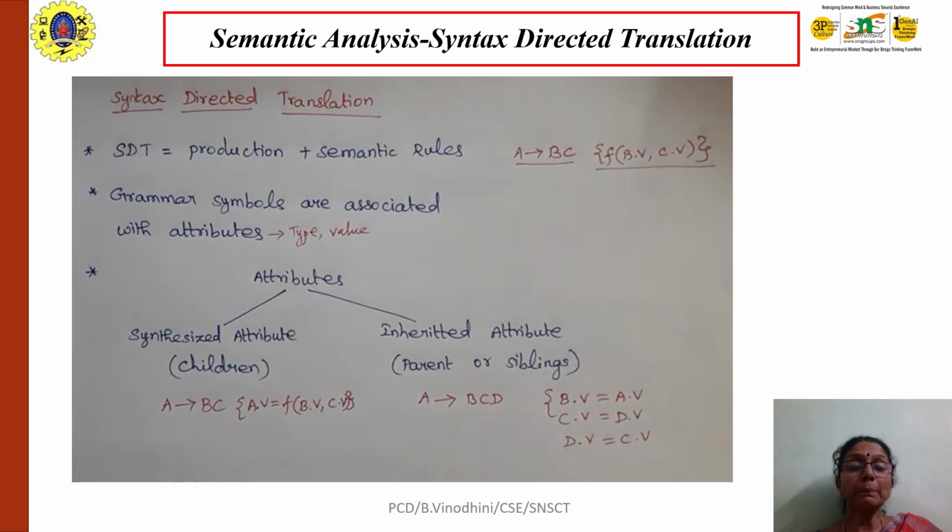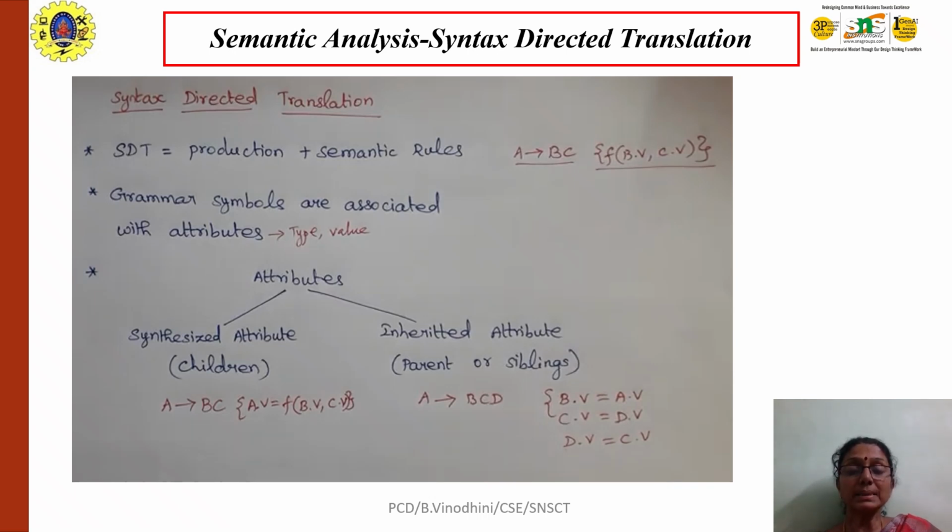The grammar symbols are associated with attributes. That is the main purpose of the SDT. What do associated attributes mean? For every variable we have extra information, like what type the variable is and what value the variable will hold. All these attributes are combined in the particular SDT. The attributes are of two types: the synthesized attribute and the inherited attribute.